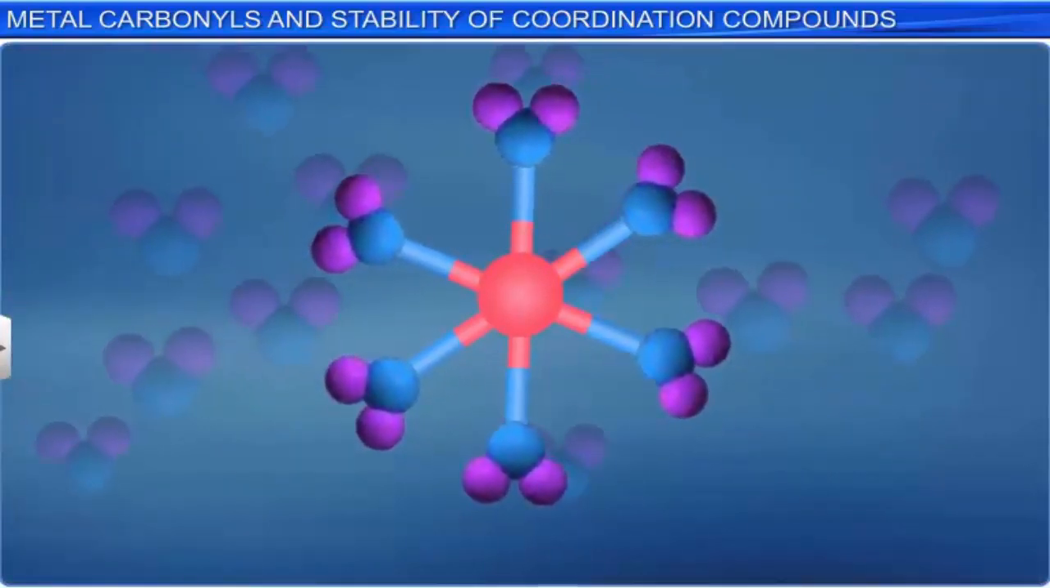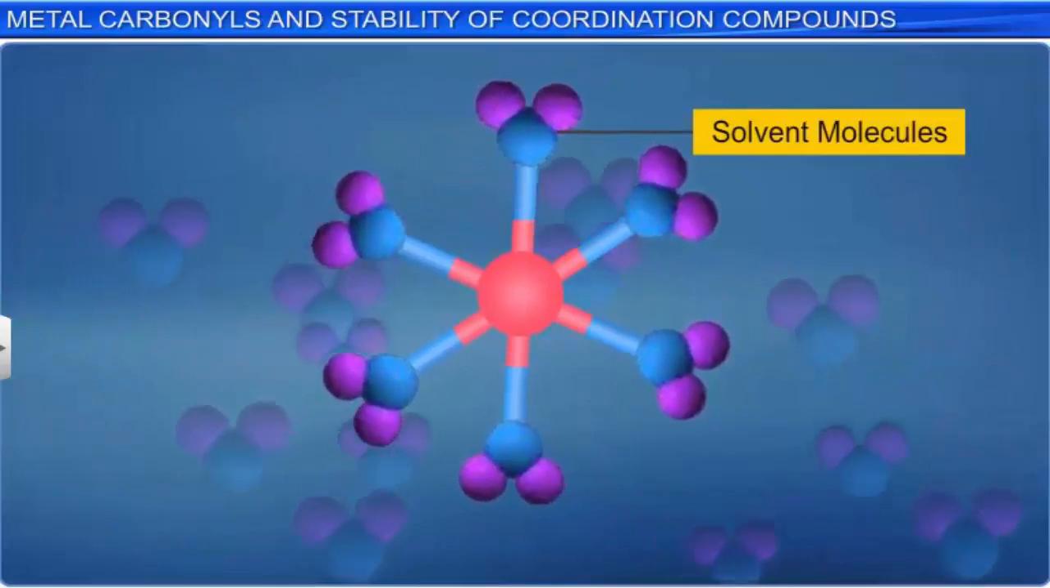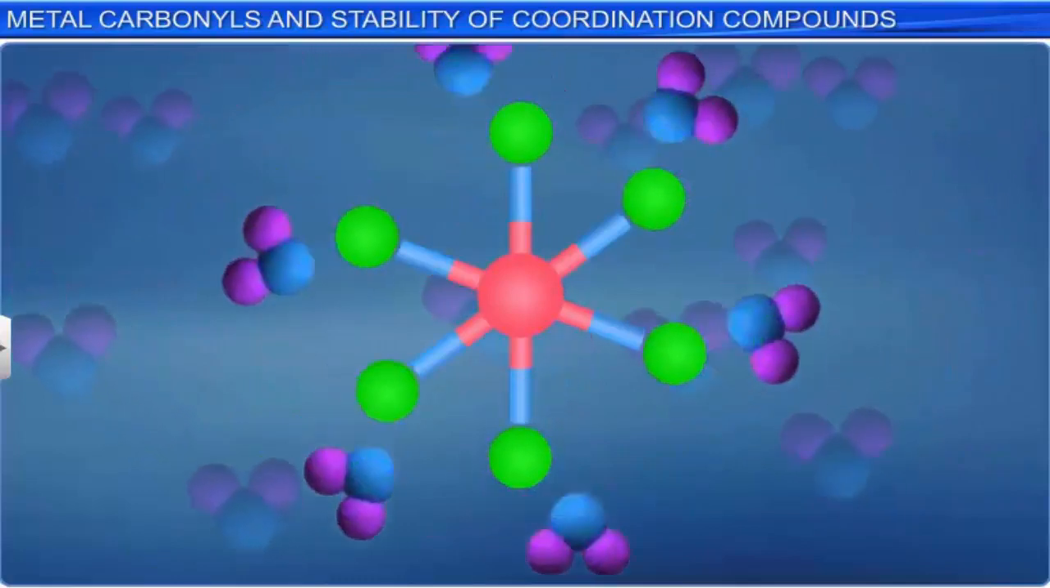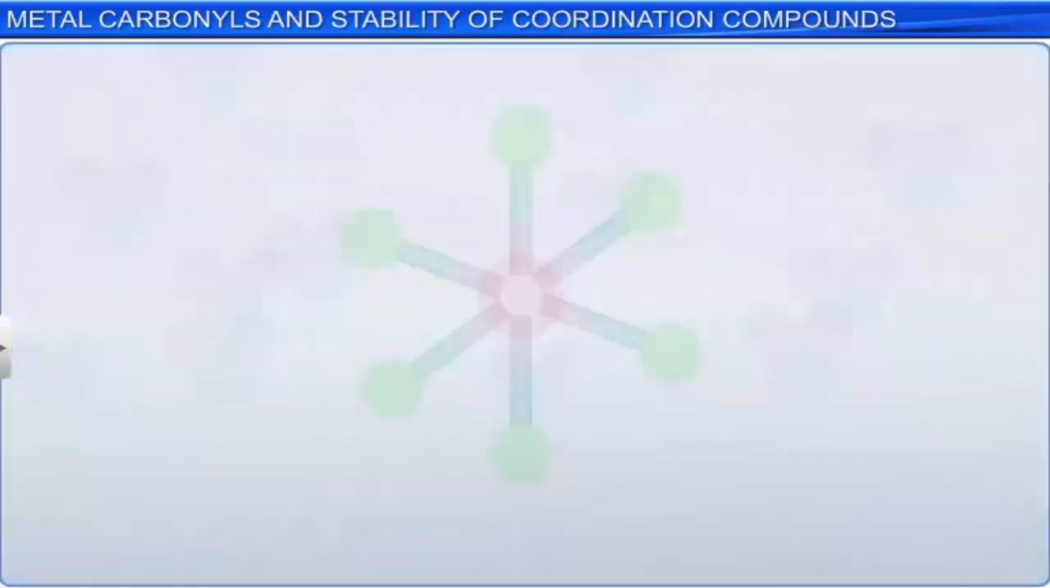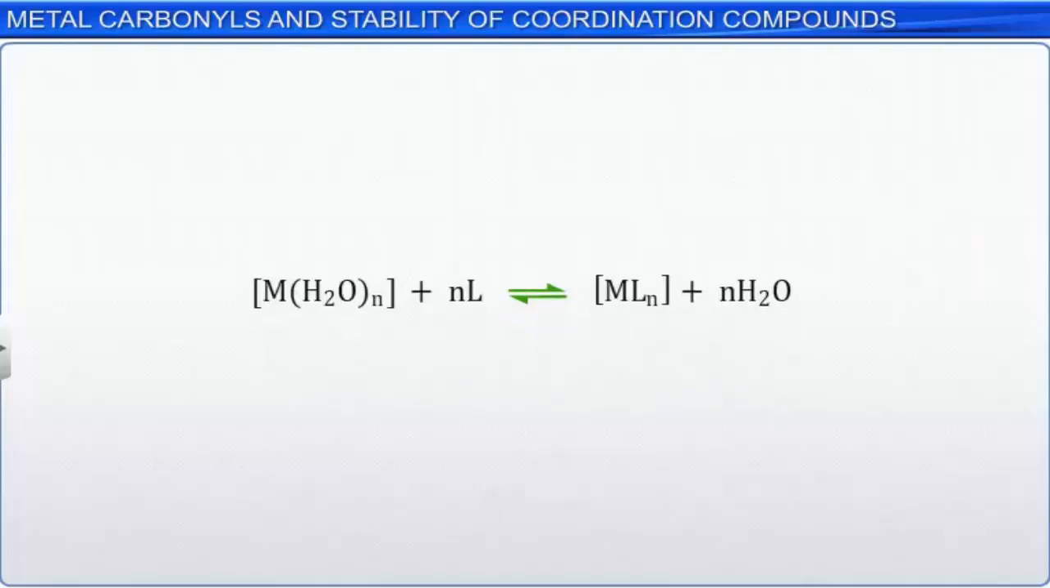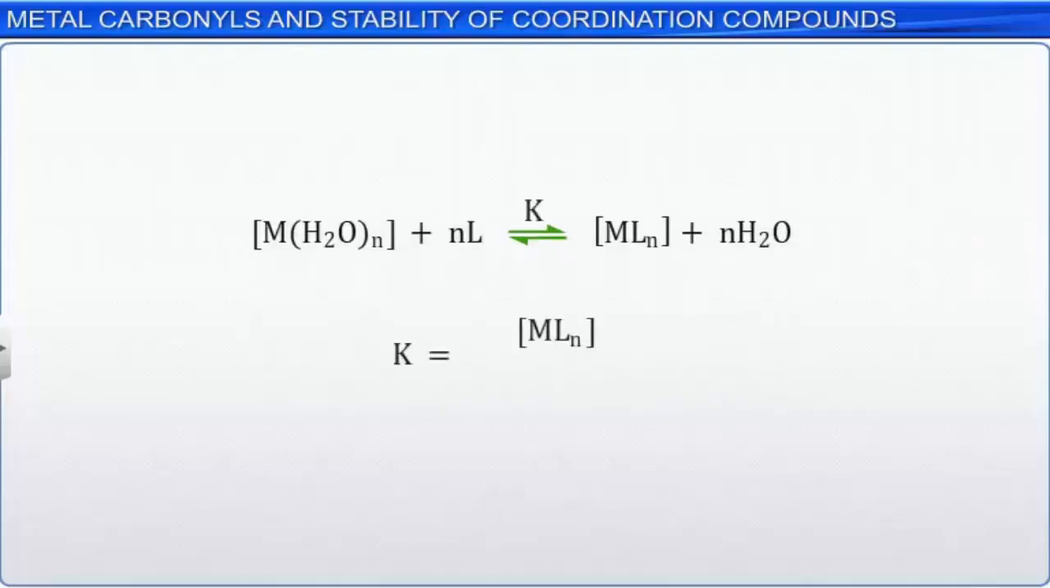Consider the reaction M(H2O)n plus nL in equilibrium with MLn plus nH2O. The stability constant for this equation can be written as K is equal to concentration of MLn divided by concentration of M(H2O)n multiplied by L raised to the power of n. Note that the molar concentration of water is ignored because its concentration remains almost constant. This reaction is assumed to take place in several steps with suitable formation constants in each step.